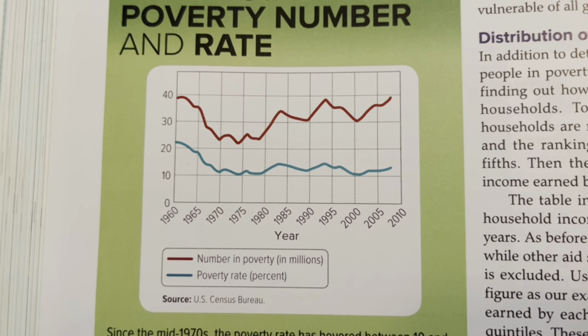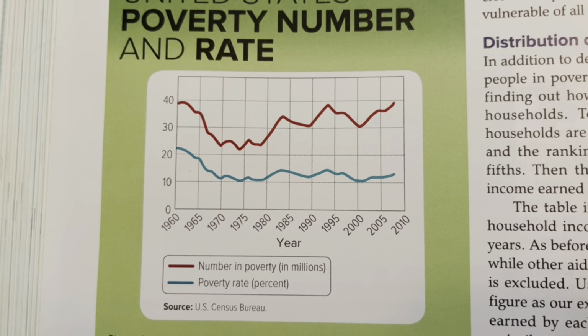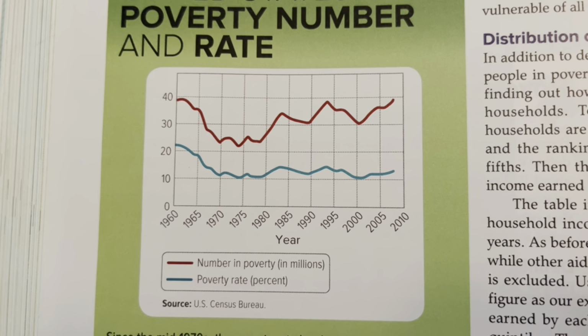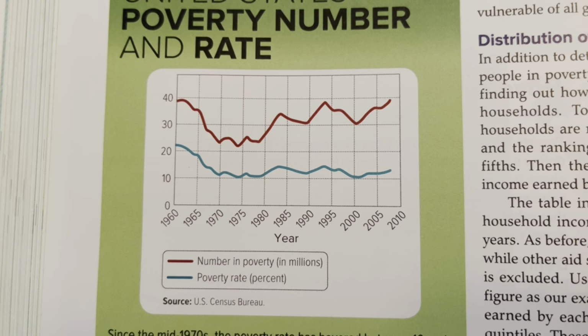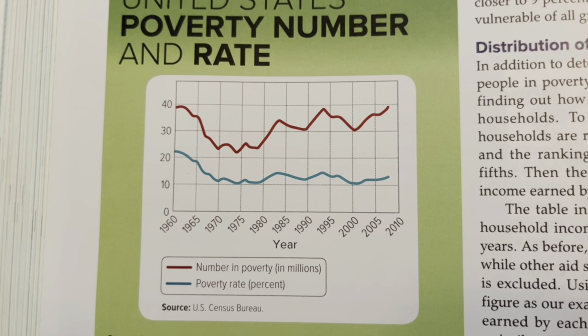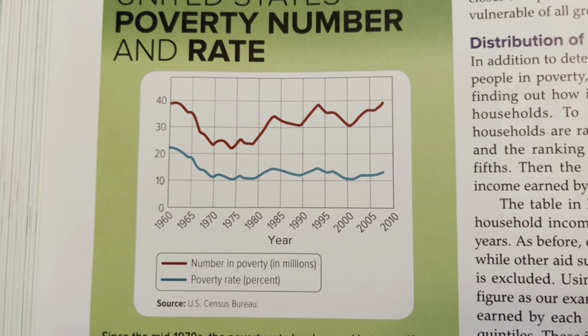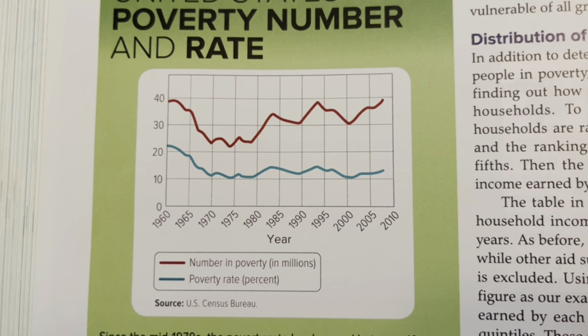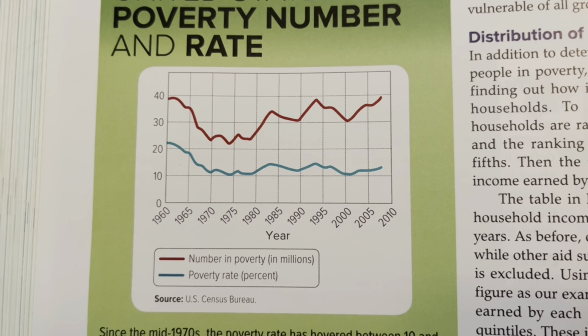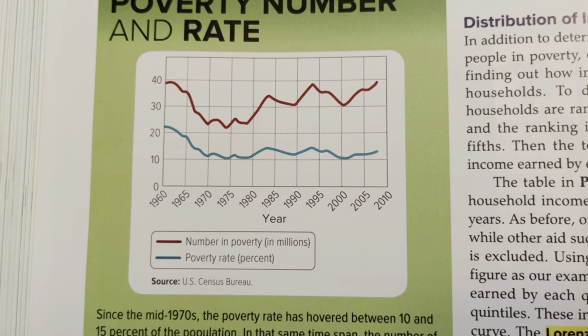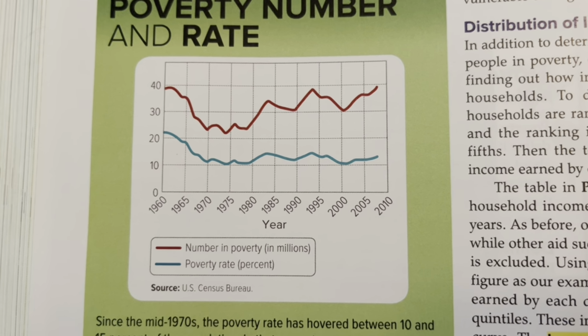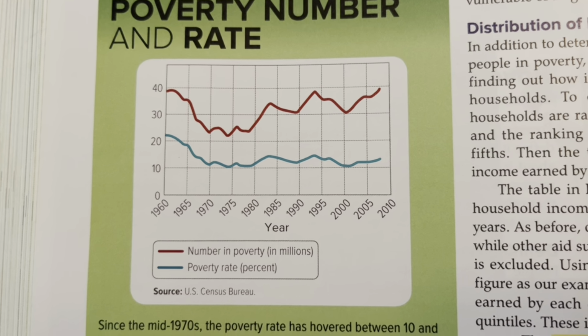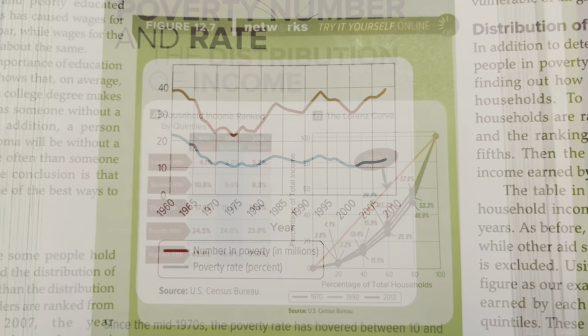But since then, since the 1970s, we really haven't done much to reduce poverty in the United States. The red line shows that the actual number of people in poverty is going up over time. And that makes sense because our population is growing. So if the rate of people, the percentage of people in our population who are in poverty is staying roughly the same, then the number of people is going to be going up as the population goes up.